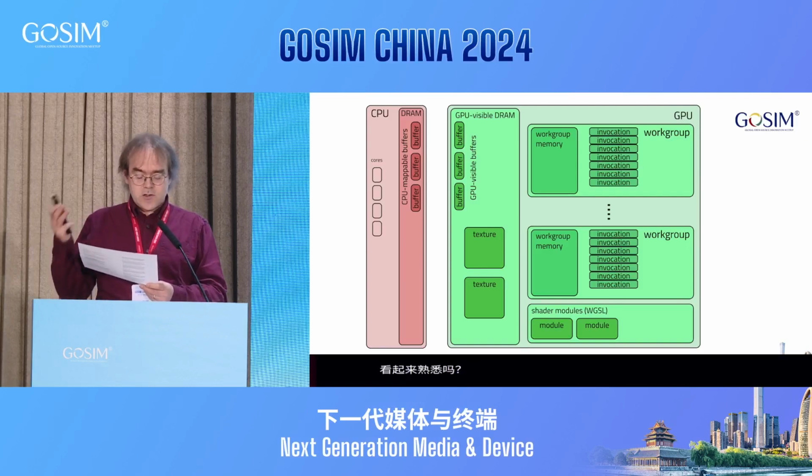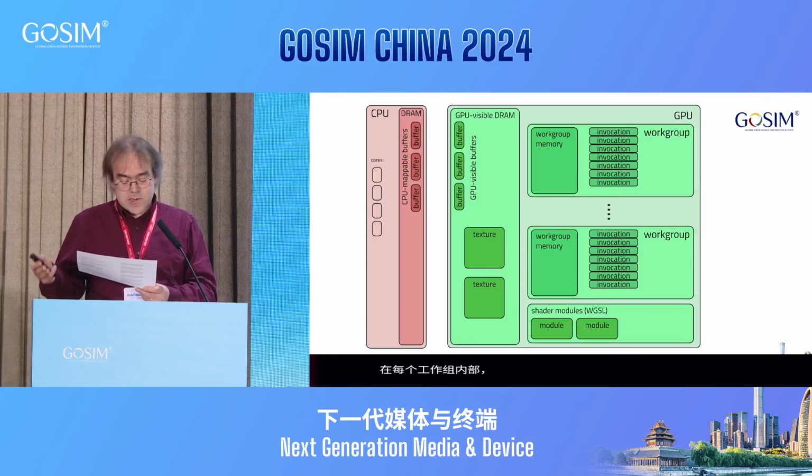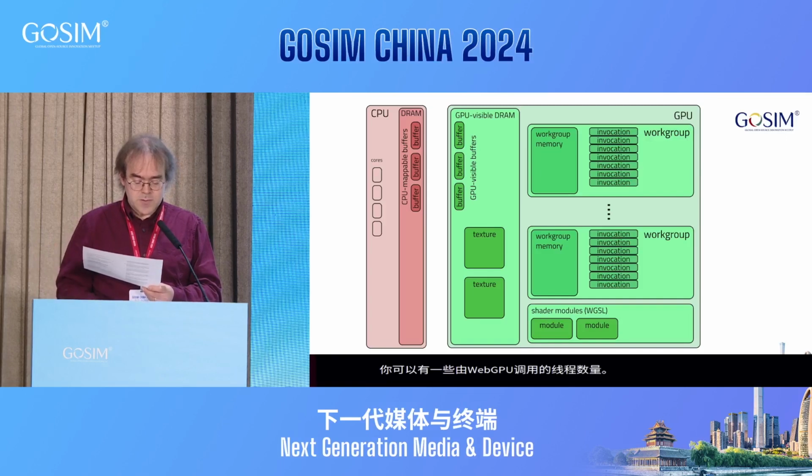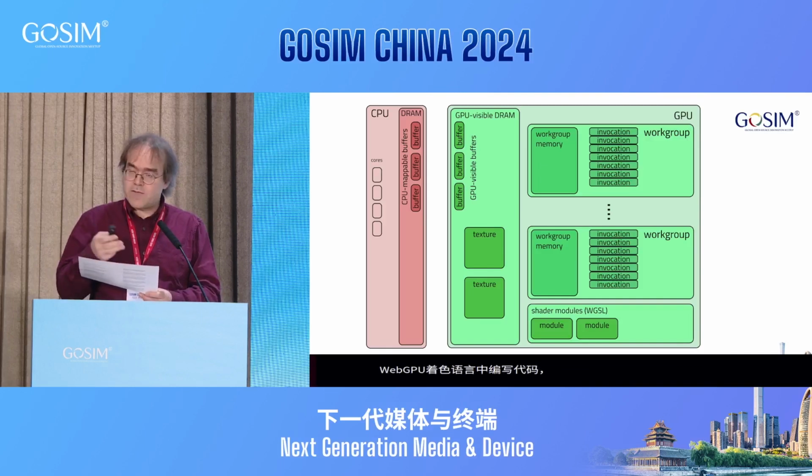Each invocation has its own local variables, which are just like function local variables in Rust or C or C++, but there are also per invocation variables, like per thread variables in Rust or C++. Then all the invocations in a workgroup can share workgroup scoped variables. So those are visible to all the threads in the workgroup. They have atomic operations that you can support on them.